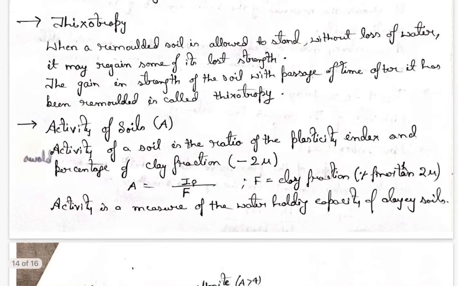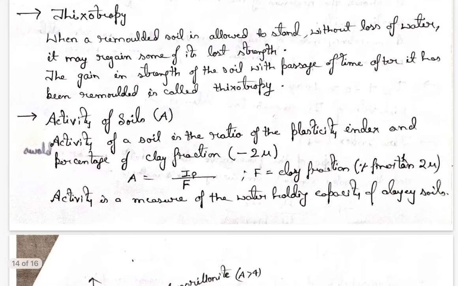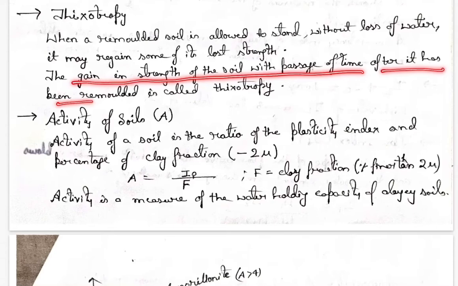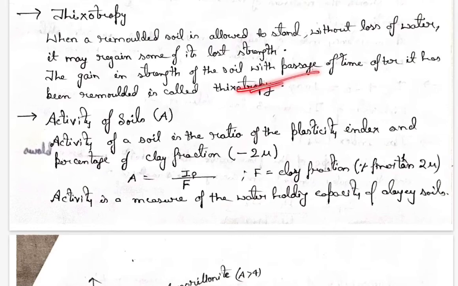Okay, next is thixotropy. Let us see what is thixotropy. अब देखिए, जो रीमाउल्डेड सॉइल है आपका, अगर उसको हम कुछ देर तक स्थिर छोड़ देते हैं और विदाउट लॉस ऑफ वाटर, तो वो कुछ स्ट्रेंथ को, सारे को तो नहीं लेकिन कुछ स्ट्रेंथ को रिगेन कर लेता है. ठीक है. Okay, the gain in the strength of the soil with passage of time after it has been remolded is called thixotropy. तो thixotropy क्या हो गया? Regaining of the strength of the soil. Okay, after remolding. तो ये thixotropy इस तरह डिफाइन होता है.